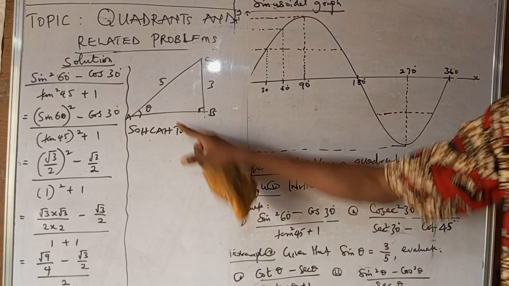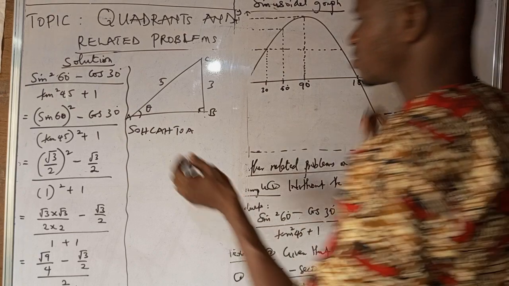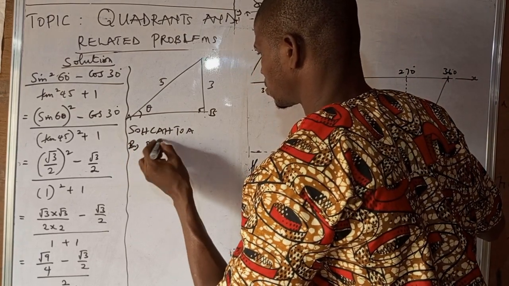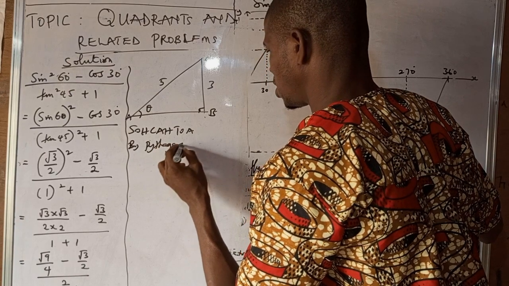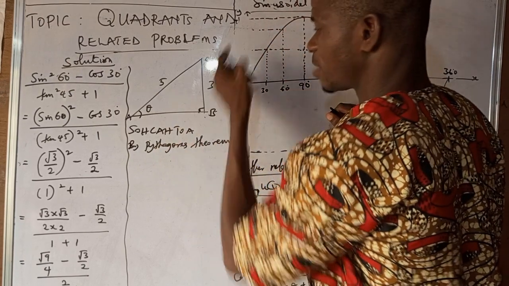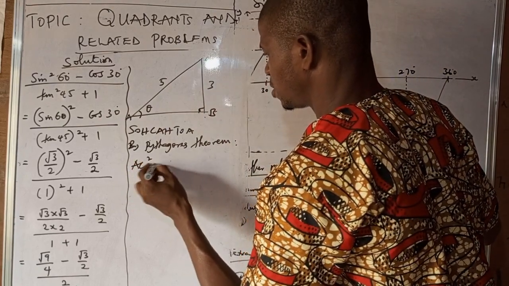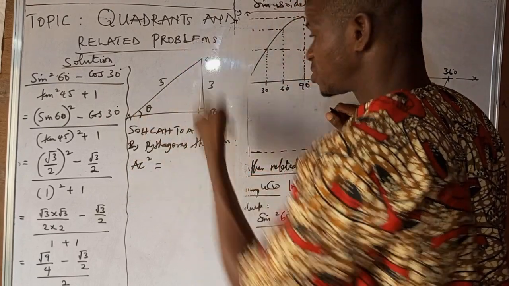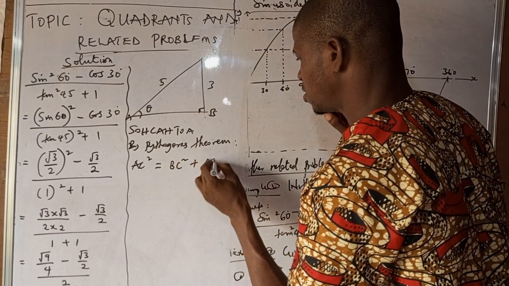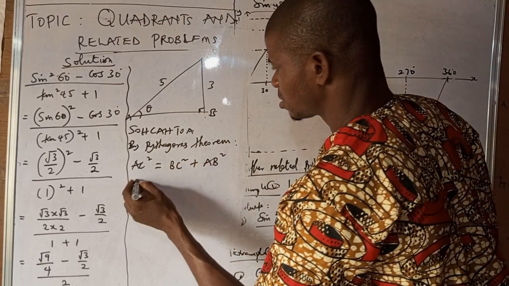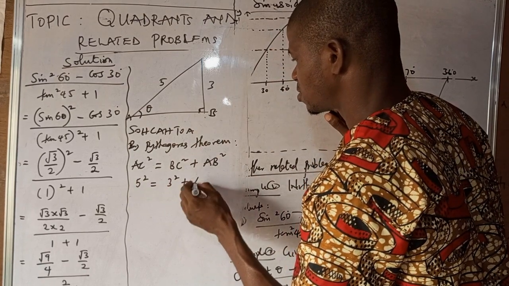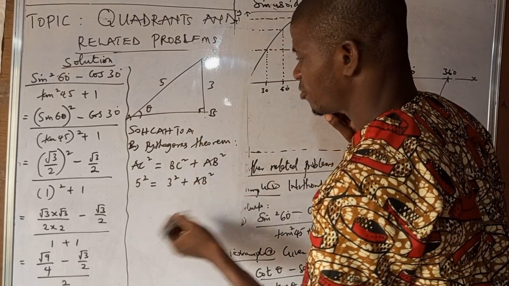So you are looking for the third side. Using Pythagoras theorem, the square of the hypotenuse, AC squared, is equal to the sum of the squares of the other two sides, BC squared plus AB squared. So that is 5 squared is equal to 3 squared plus AB squared. So I'm looking for AB.